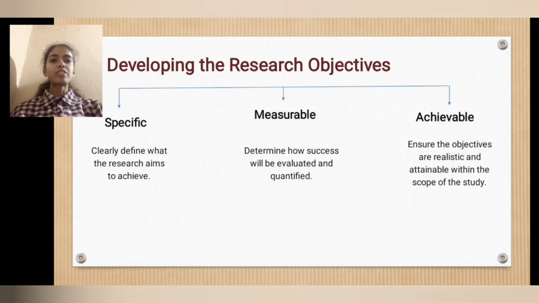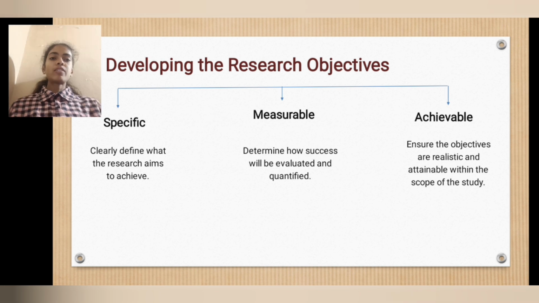The next step is developing the research objectives. It includes specific, measurable, and achievable steps. Developing the research objectives includes, step 1, specific. We have to clearly define what we aim to achieve.